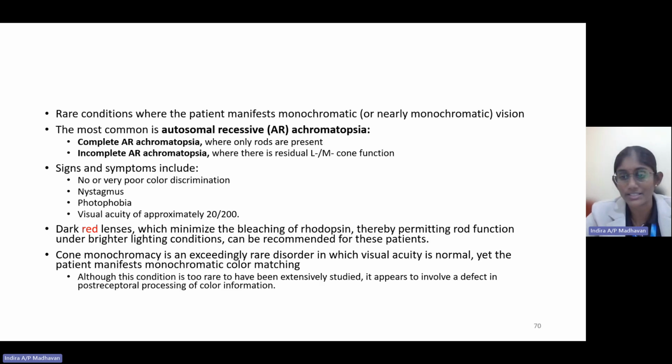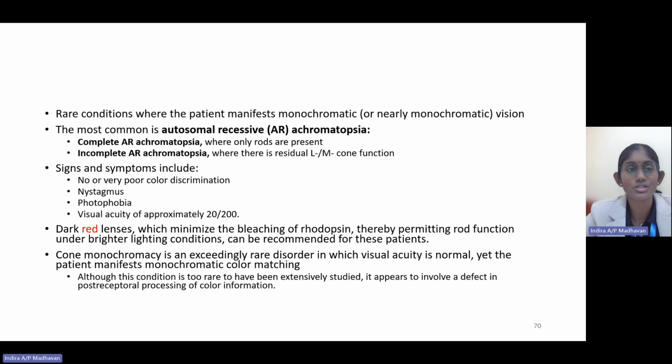Okay, another color vision deficiency, which is known as achromatopsia. Achromatopsia is a rare condition where the patient manifests monochromatic or nearly monochromatic vision. It is congenital, but this is a very rare case. Even till now, I have been practicing for about 13 years, and I've never encountered anyone with achromatopsia. So it's a rare condition.